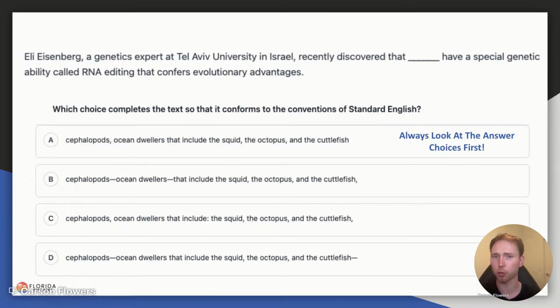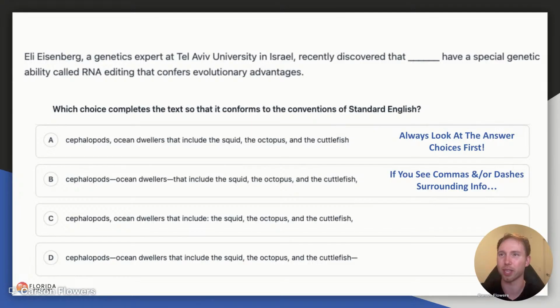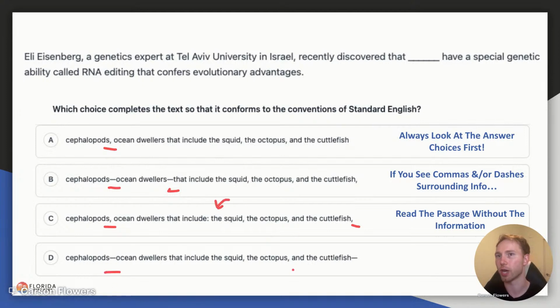We want to look at the answer choices first. Whenever you see commas and dashes moving around between the answer choices, it's going to be testing unnecessary information. So you want to read that information, and read the passage without that information. In this case, we can see commas moving around, two dashes, two commas here, maybe a colon thrown in here, and then two dashes here as well. So it's surrounding different parts of the answer choice. Then you want to determine necessary or unnecessary, and choose the matching punctuation.